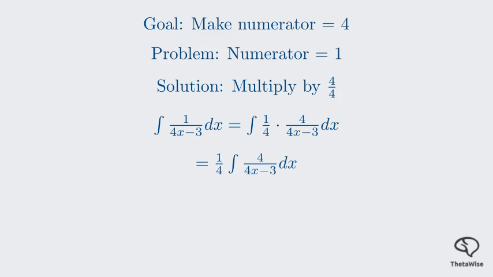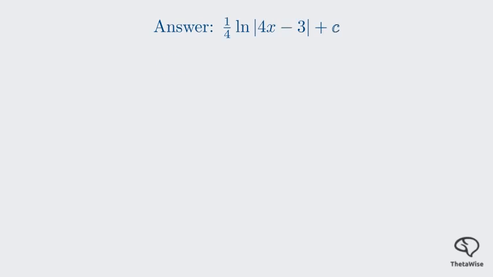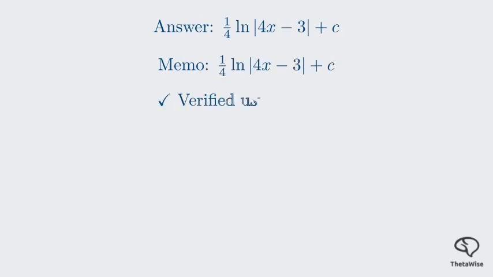We already know the integral part from problem 3. Let's just substitute that in. So our answer is 1/4 times the natural log of the absolute value of 4x minus 3 plus c. The memo confirms our answer is correct. This technique of adjusting the constant in the numerator is very common when using inspection.